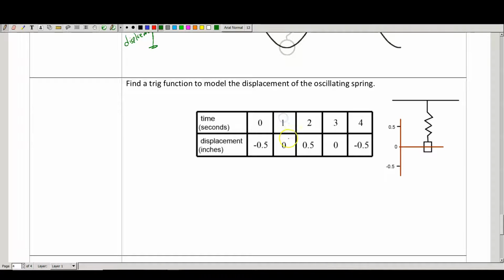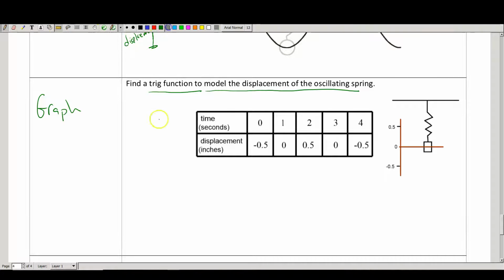At 1 second, we're at 0 displacement, so it's right in the middle. At 2 seconds, we're here. At 3 seconds, 4 seconds, etc. It says find a trig function to model the displacement of this oscillating spring. The first thing we would do is graph these points, the data that we have, and then we're going to try to hook that up with a sine or cosine equation.